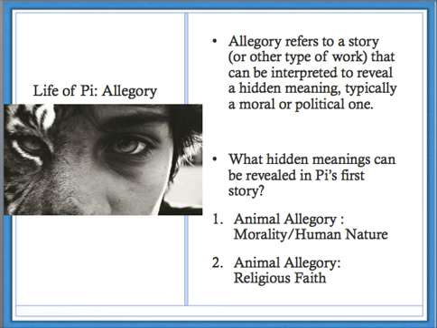So we can start looking at the stories within the book as kind of an allegory. If we look at the definition, an allegory refers to a story or any type of work. It could be a piece of art, it could be a poem, any type of literary work, that can be interpreted to reveal a hidden meaning, and typically that hidden meaning has a kind of moral or political undertone to it. So you probably have come across allegory before.